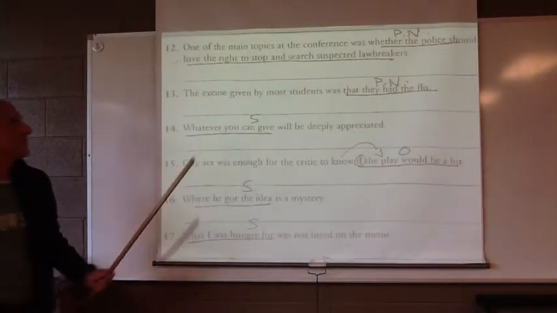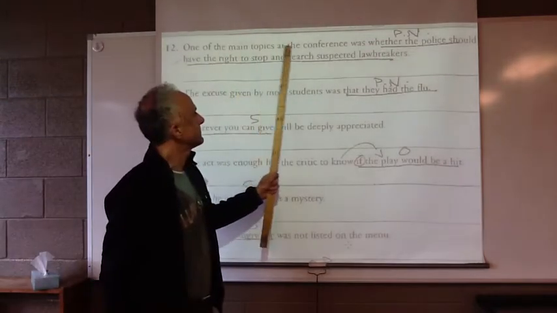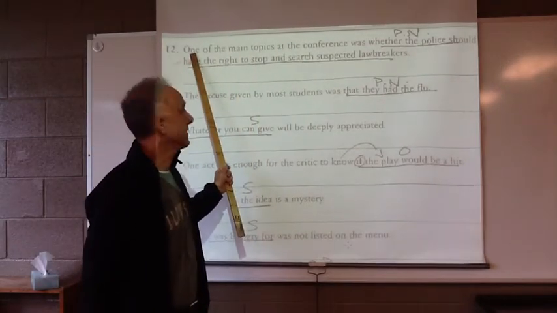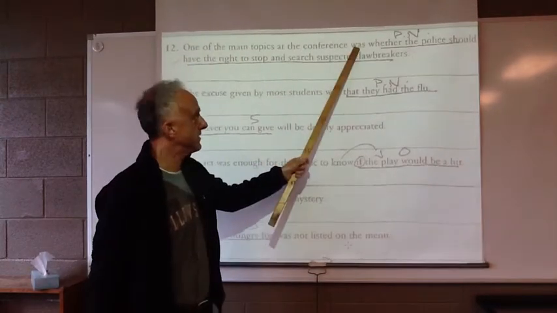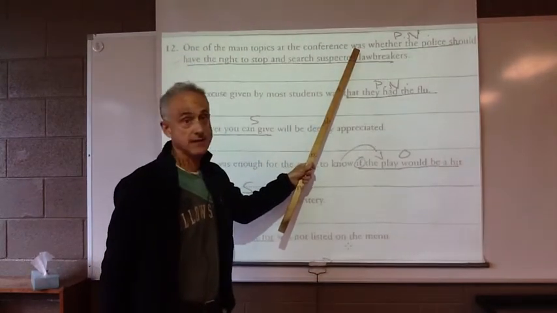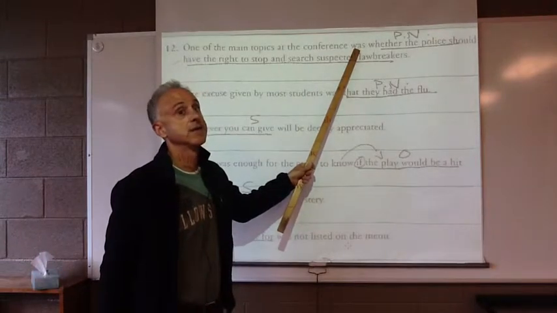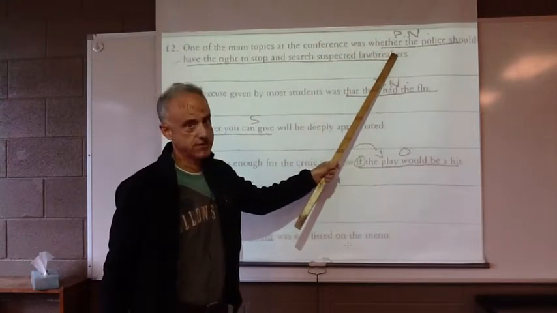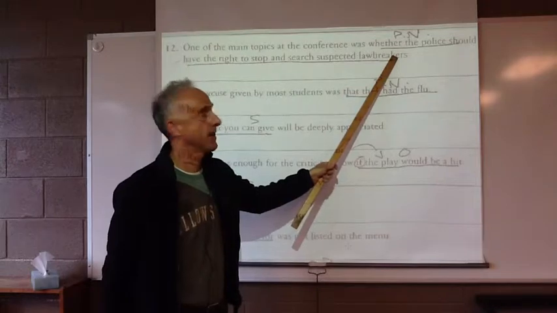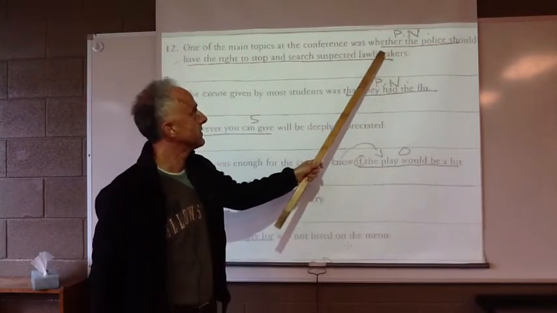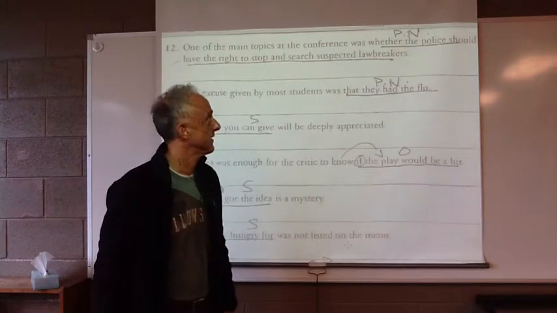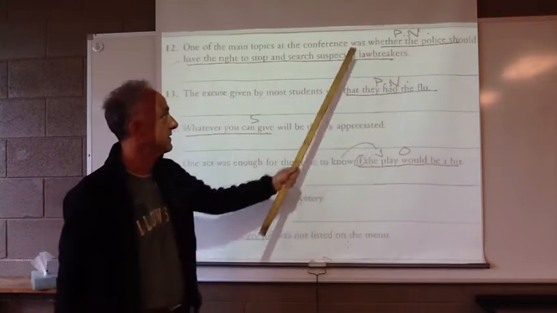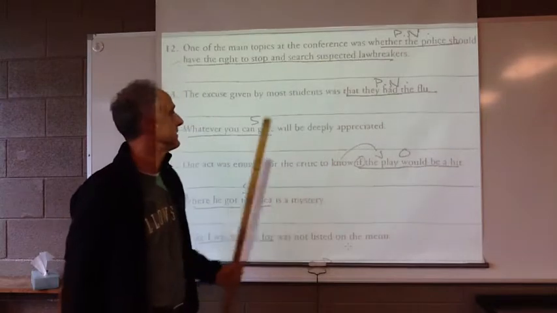This is where you had trouble. "One" is my subject. This is a prepositional phrase, not my subject. "Was" is a linking verb. What follows a linking verb if it's a noun? Predicate nominative, which is a subject complement, not an objective complement. All right, so "whether the police should," all the way to the end, that is your predicate nominative, not a direct object, because this is not an action verb.